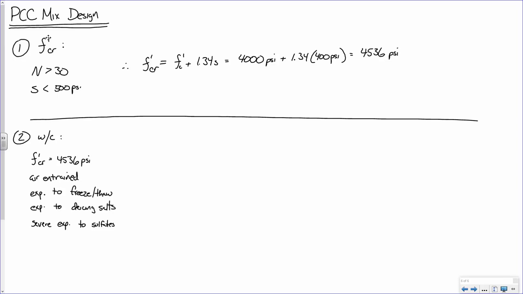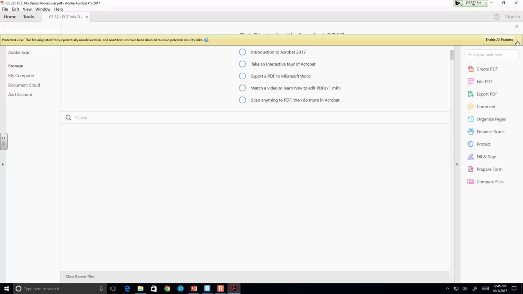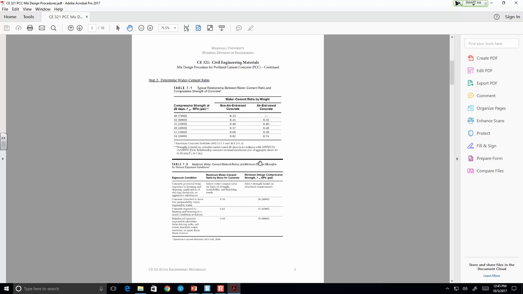Okay? So table 7.1, here, I'll tell you what I ought to do. I ought to pull the handout out. Okay, so here's our required compressive strength. Okay, so here's table 7.1.